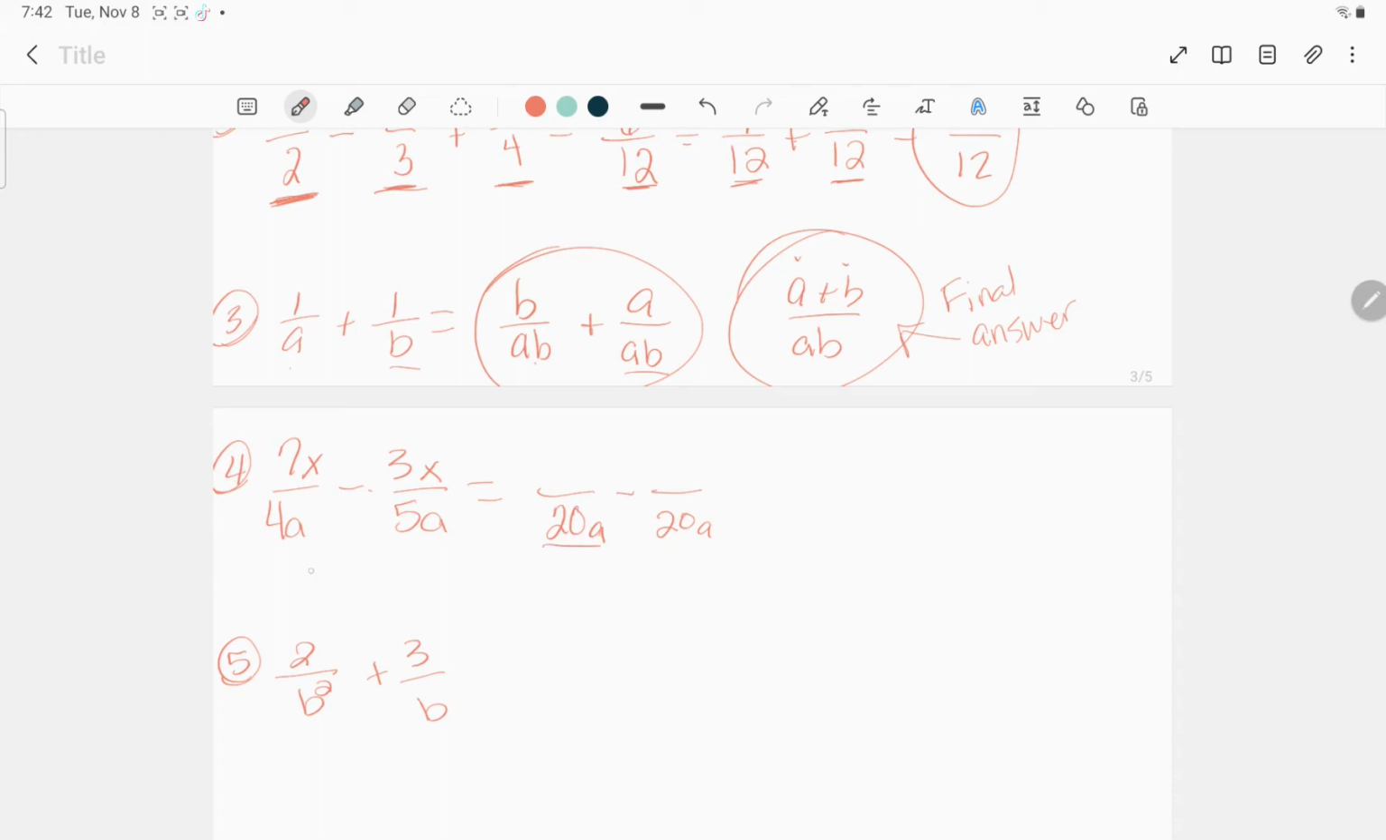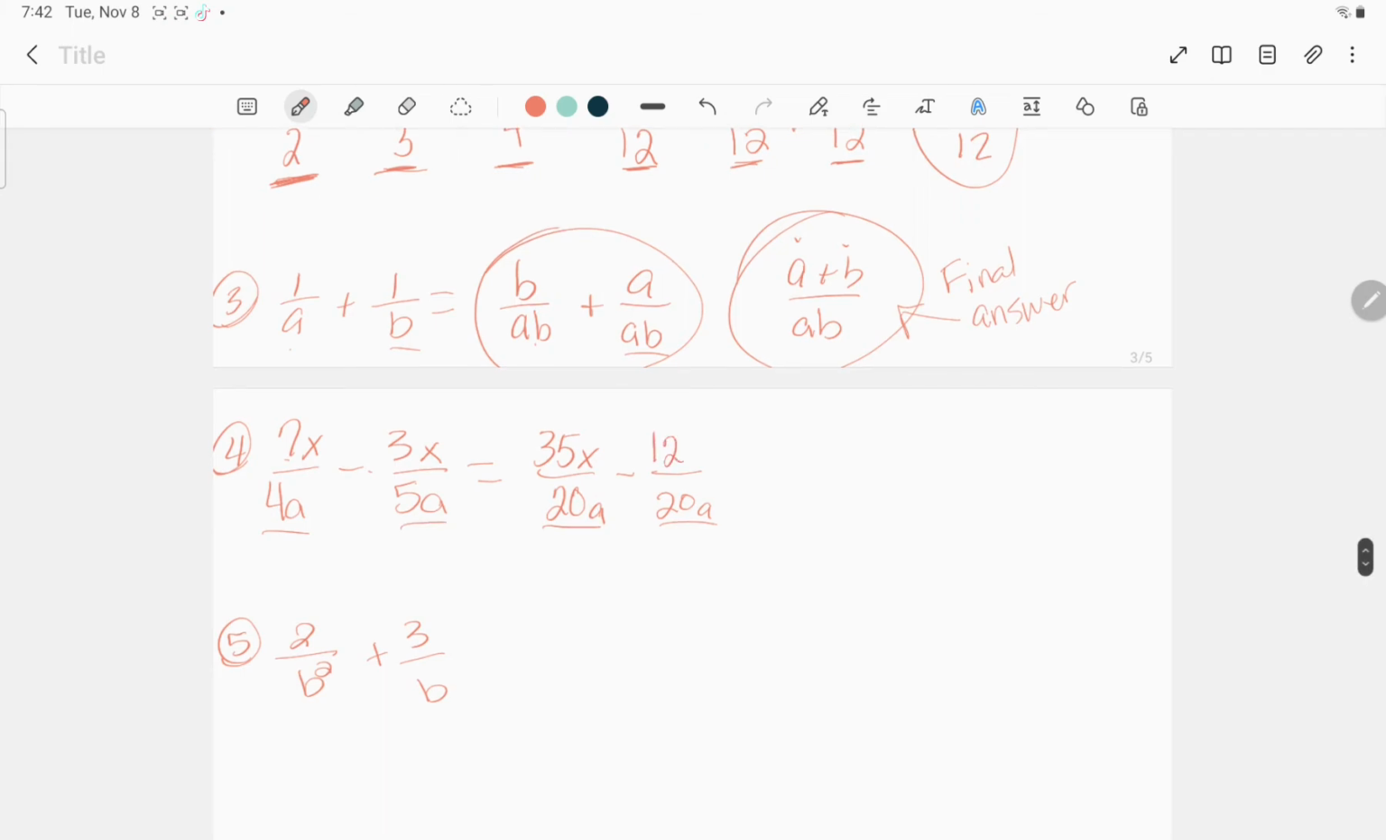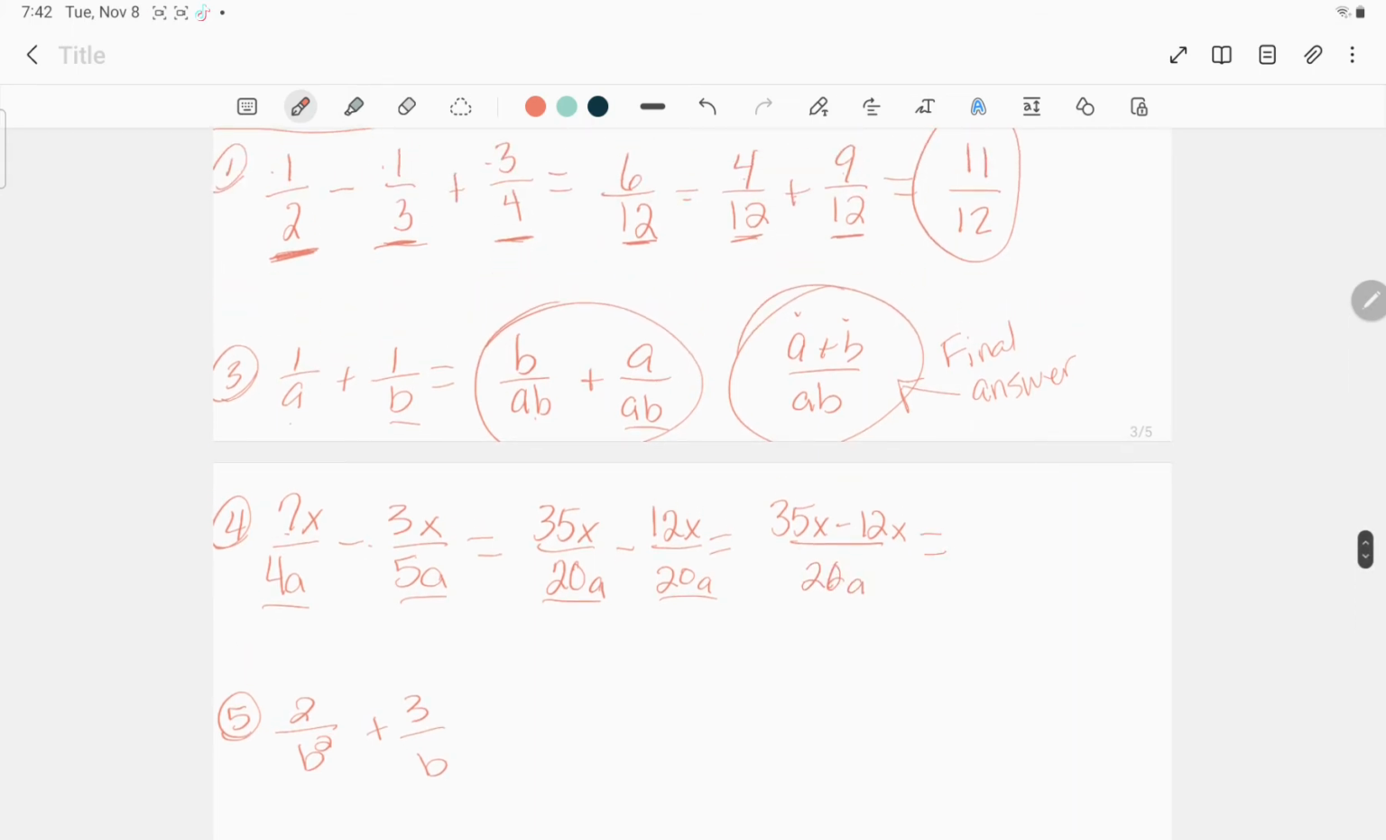Okay, so 20A divided by 4A is 5. 5 times 7 is 35x. And then 20A divided by 5A leaves me with 4. 4 times 3 is 12x. And then I have 35x minus 12x all over 20A, which gives me 23x over 20A.